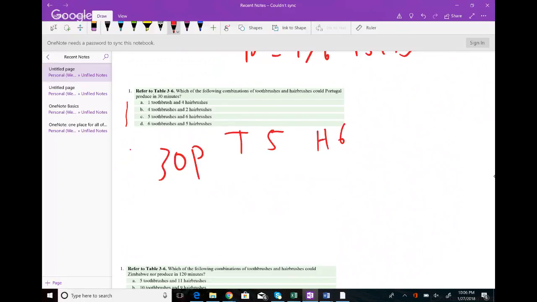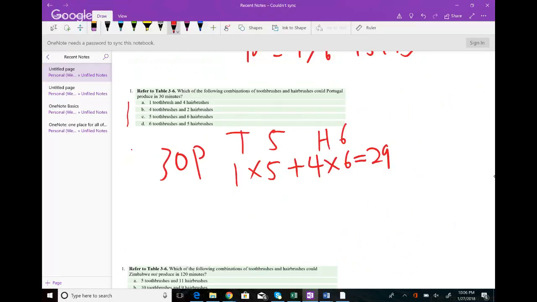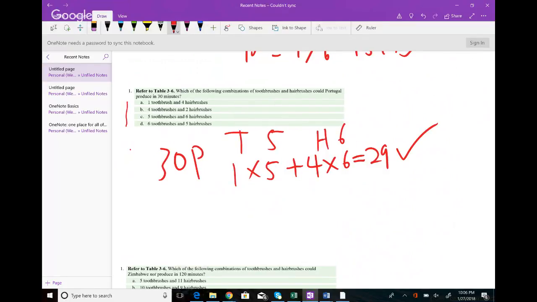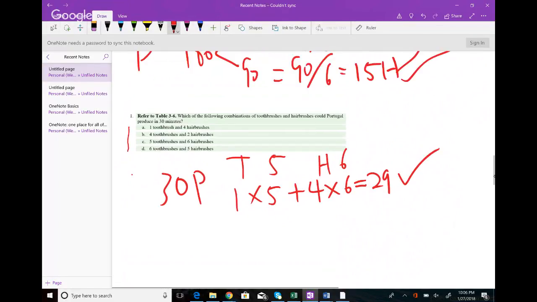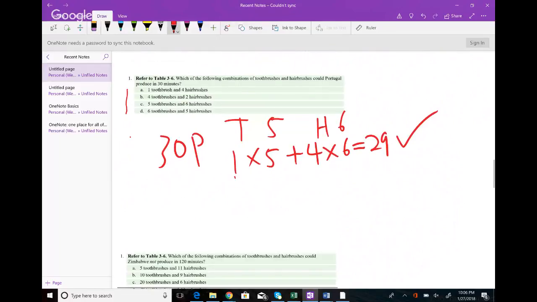So for the first one, one toothbrush. So one times 5 minutes each plus 4 hairbrush, 6 minutes each. And this will give you, what is this? So 4 times 6 is 24, plus 5, that should be 29 minutes. So this is actually very possible. Now let's look at the next one. So the next one is going to be 4 toothbrush, 5 minutes each, plus 2 hairbrush, 6 minutes each. And this will be 32 minutes.